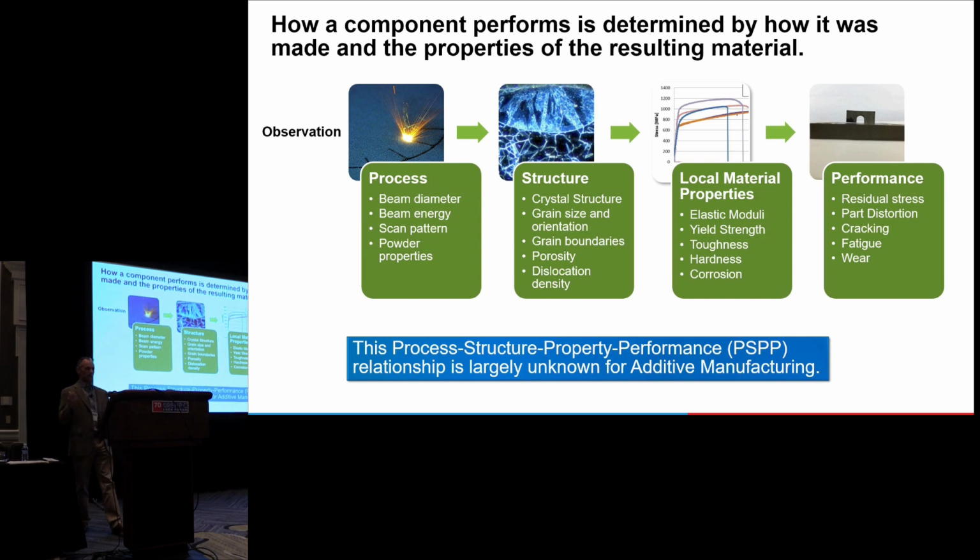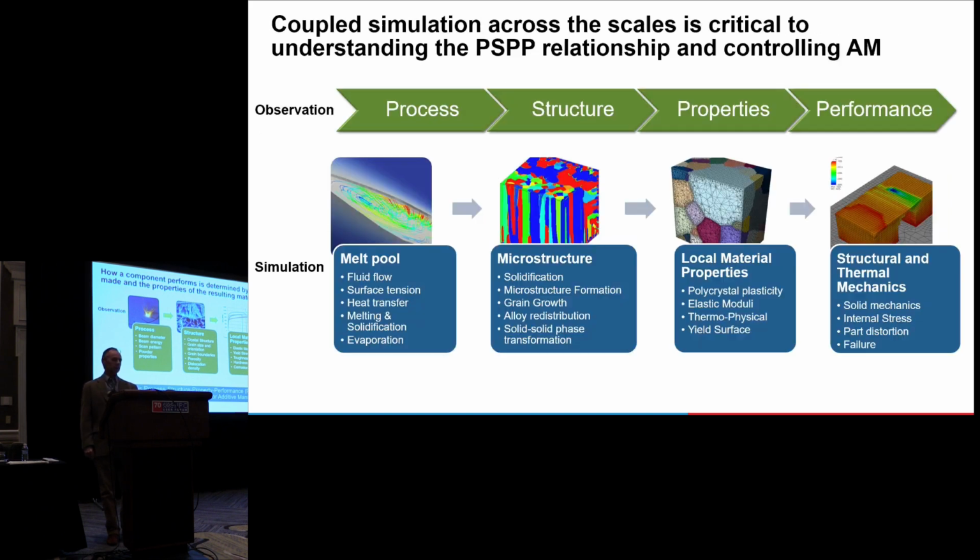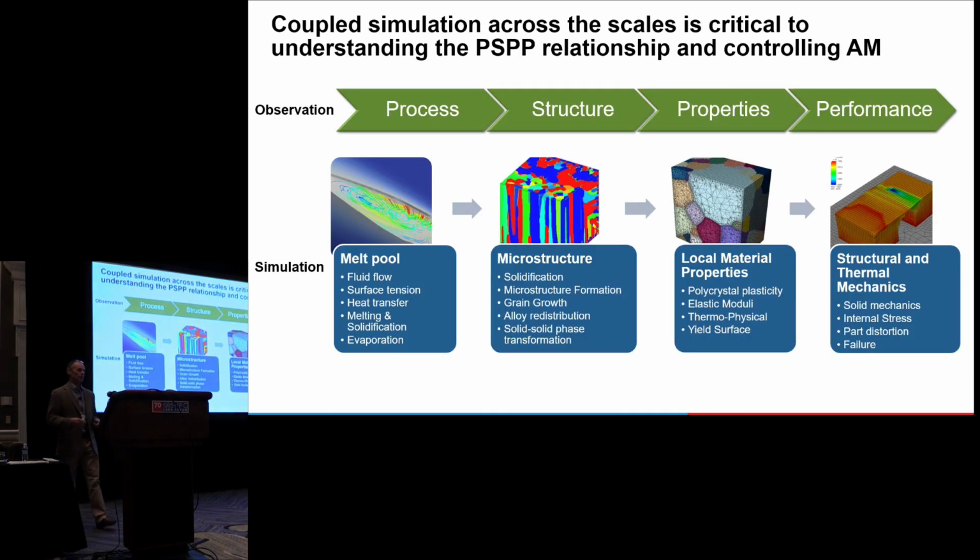But it's really this whole linkage from the process all the way to performance that we call the process structure property performance relationship, and it's a bit of an unknown for AM to have a complete understanding of that. So how does simulation fold into this?